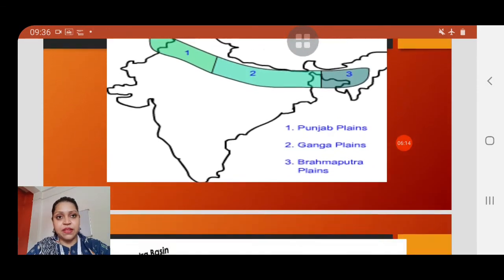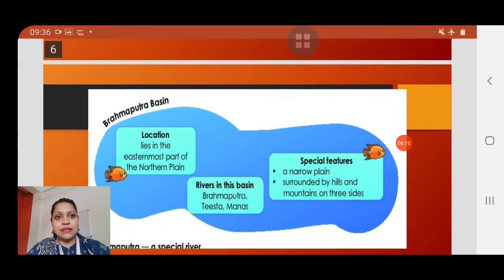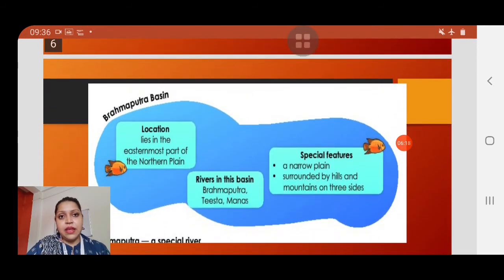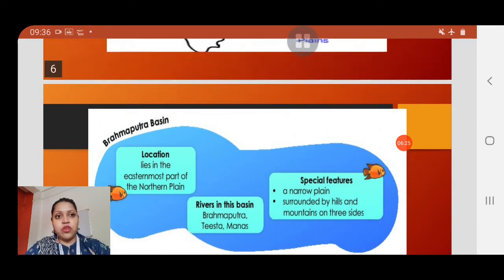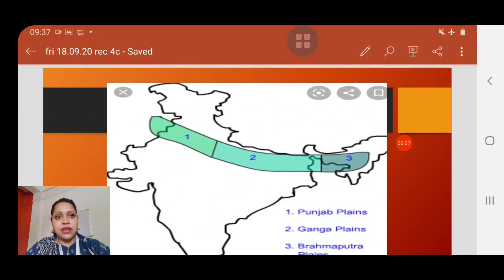Now let's move, children, to the next topic, that is number 3, the Brahmaputra Plains or the Brahmaputra Basin. So let's study about the Brahmaputra Basin. The Brahmaputra Basin lies in the easternmost part of the northern plain. So you can see here, children, this plain.